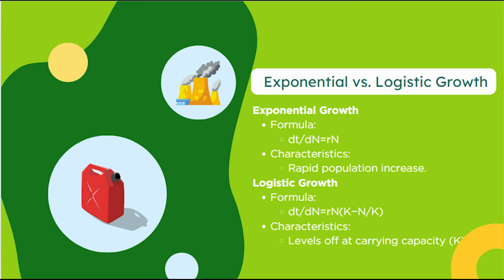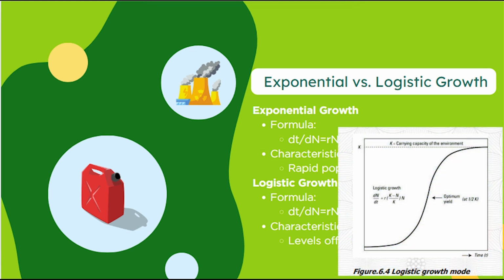When N is small, the population grows quickly. When N gets close to K, the term 1 minus N over K becomes close to 0, so the growth slows down. This forms an S-shaped curve, or sigmoidal curve.